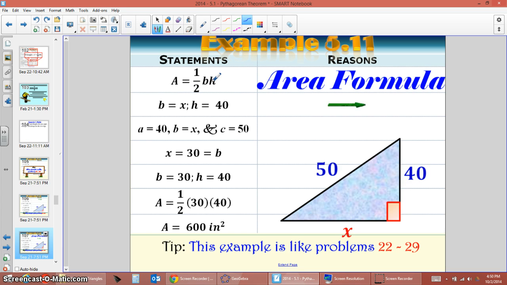That's our first thing. We use the area formula. That's what we're looking for. We're looking for the area. Then we look for our variables. What's the base and the height? Well, the height is 40. Right here, height is 40. The base is x.